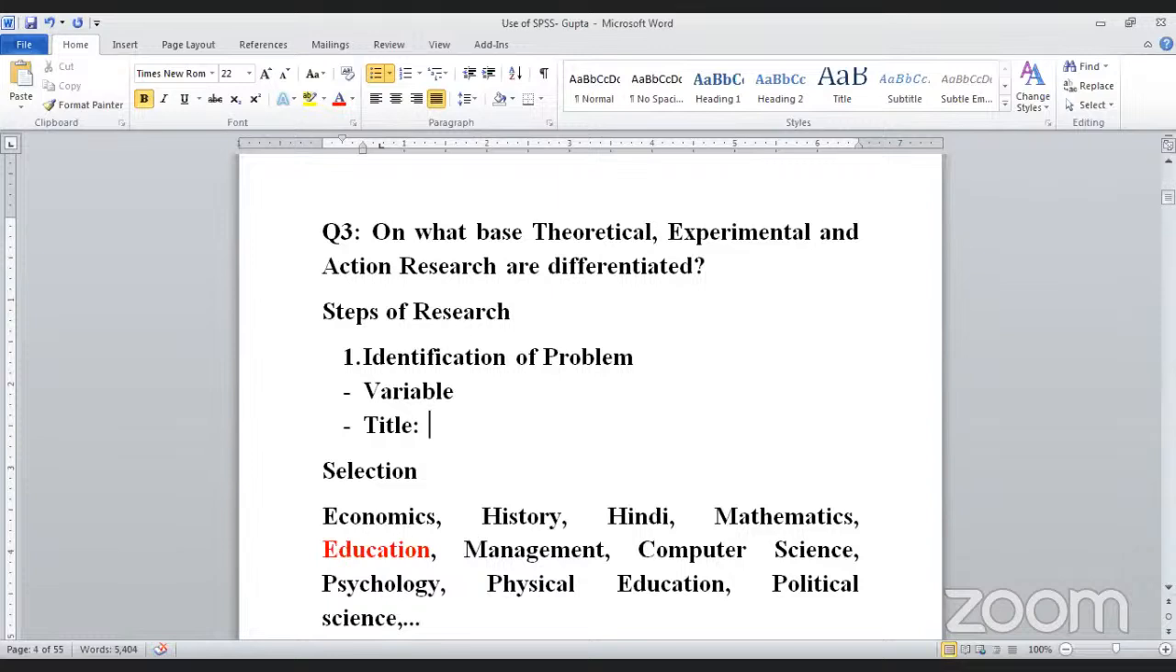So you must know whether the title of the research should be broad versus narrow versus specific. That's what you should understand.